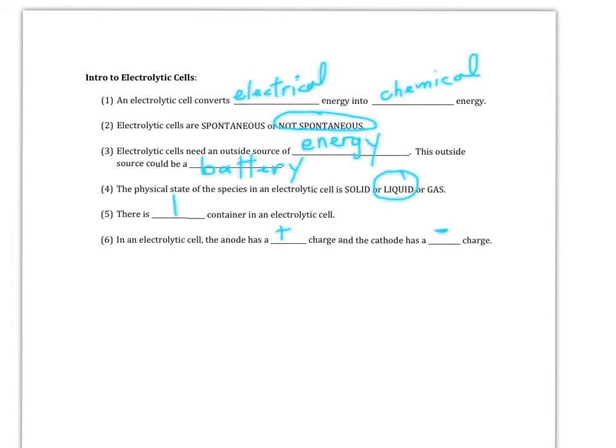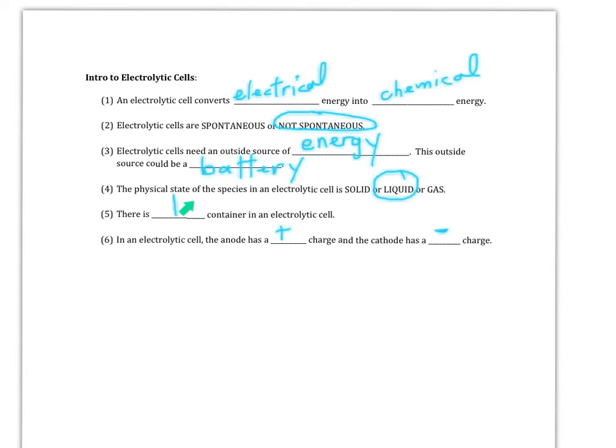Now we're on page 2, Intro to Electrolytic Cells. So an electrolytic cell converts electrical energy into chemical energy. Electrolytic cells are not spontaneous. They need an outside source of energy. This outside source can be a battery. It might be something that's plugged into an outlet.